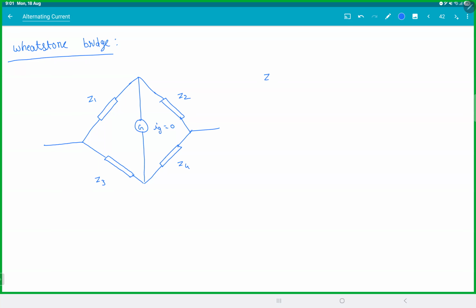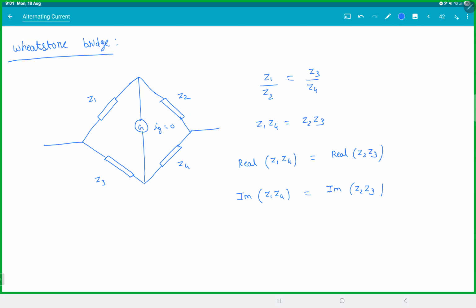That means Z1 by Z2 must be equal to Z3 by Z4. So you can do Z1 Z4 is equal to Z2 Z3. That means the real terms of Z1 Z4 must be equal to the real terms of Z2 Z3, and the imaginary of Z1 Z4 is the imaginary of Z2 Z3. If this is satisfied, the current will be 0.